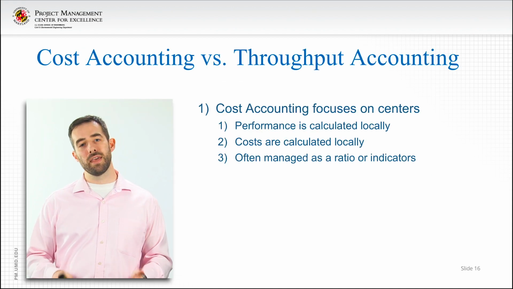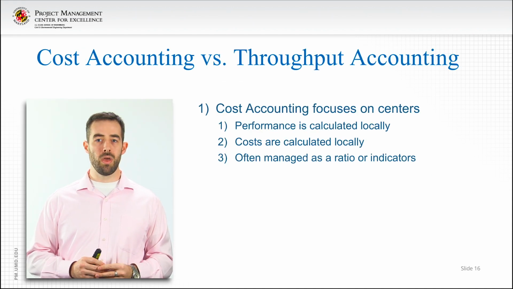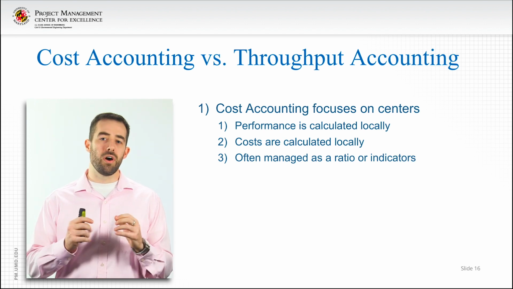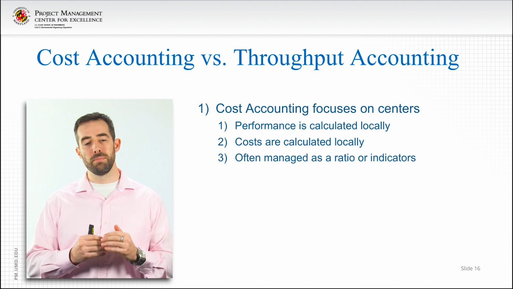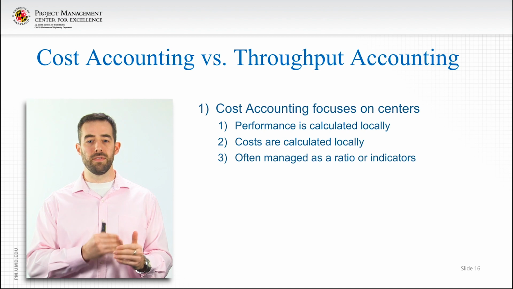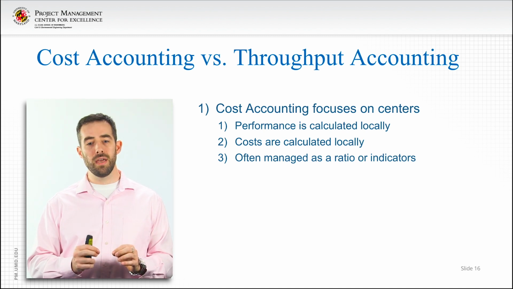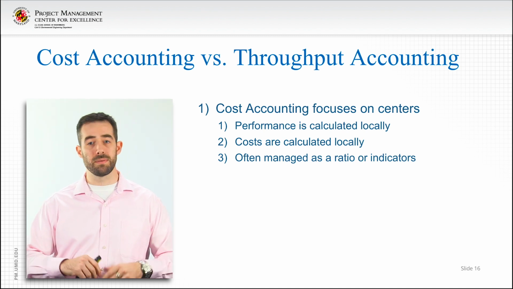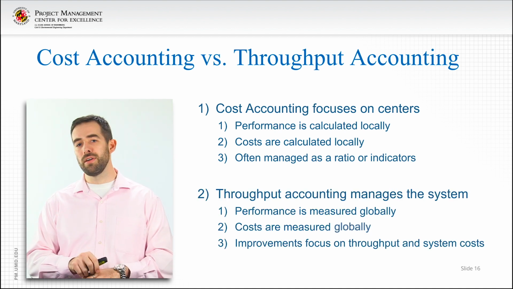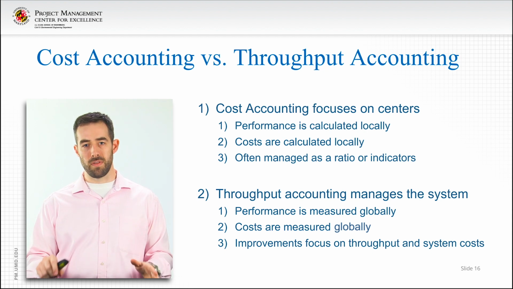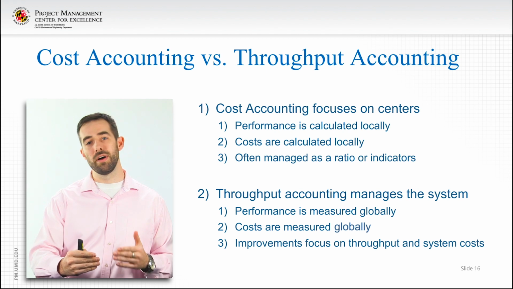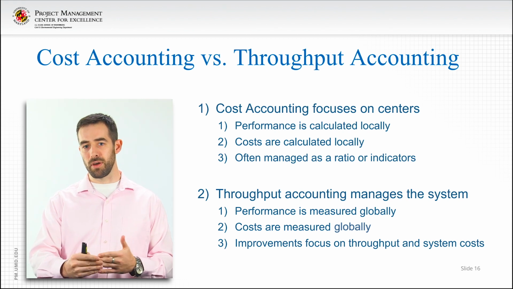Now let's talk about cost accounting versus throughput accounting. Cost accounting is the old world costing method. It focuses on local performance based upon the potential of every unit within a process to perform and to be efficient. Costs are calculated locally, and oftentimes we look at performance based upon a ratio, throughput over cost, for each item. Throughput accounting says that that system is flawed, and instead we need to manage the whole system and maximize throughput while also limiting costs for the system, like we saw on the previous slide.